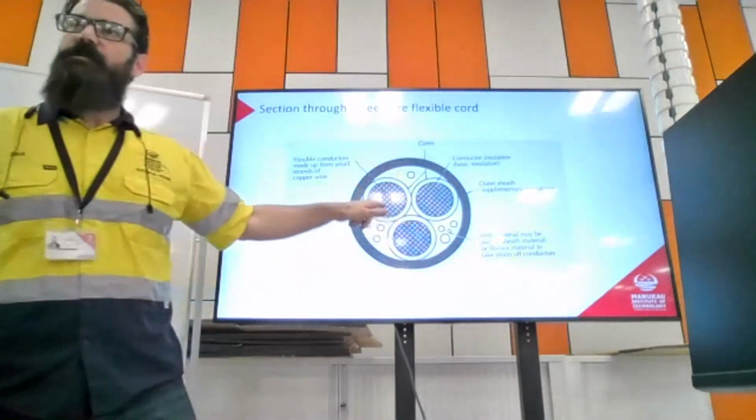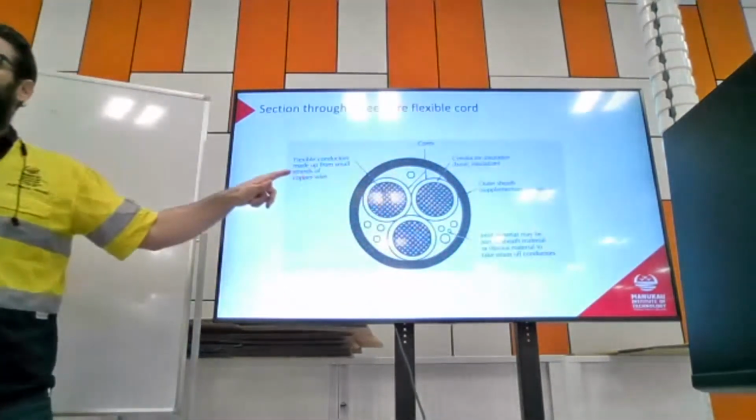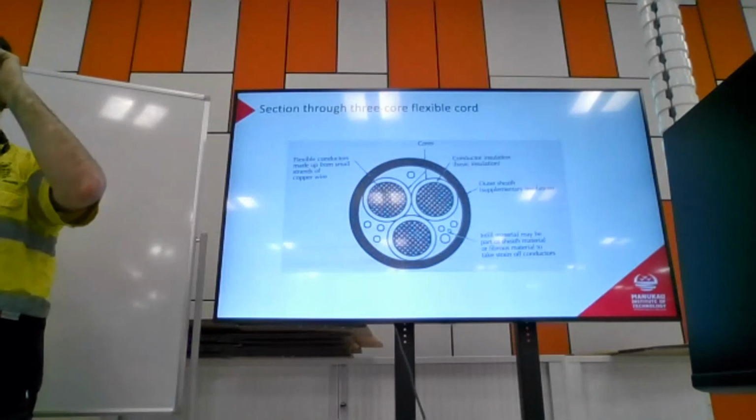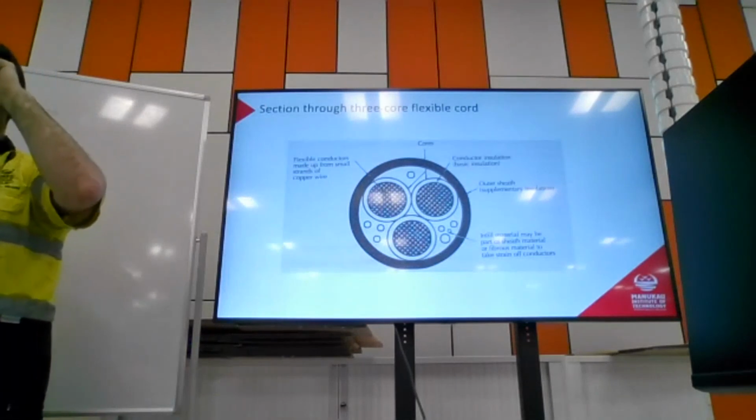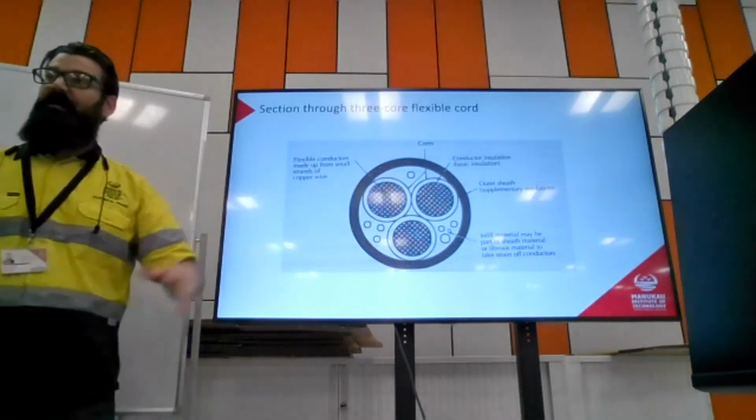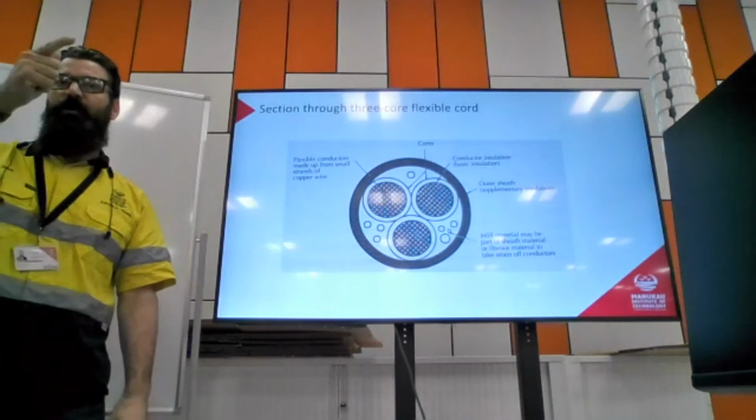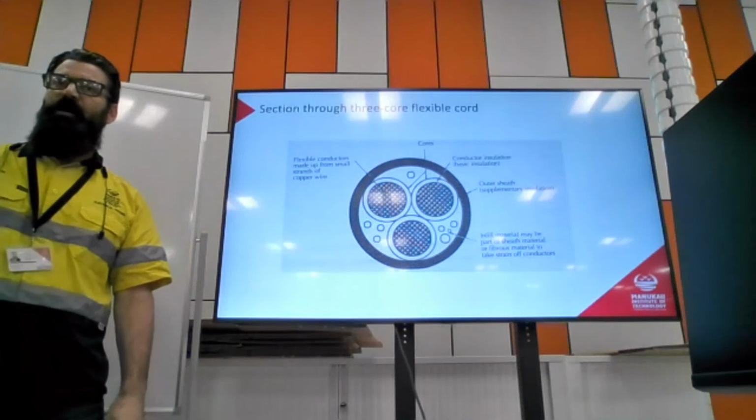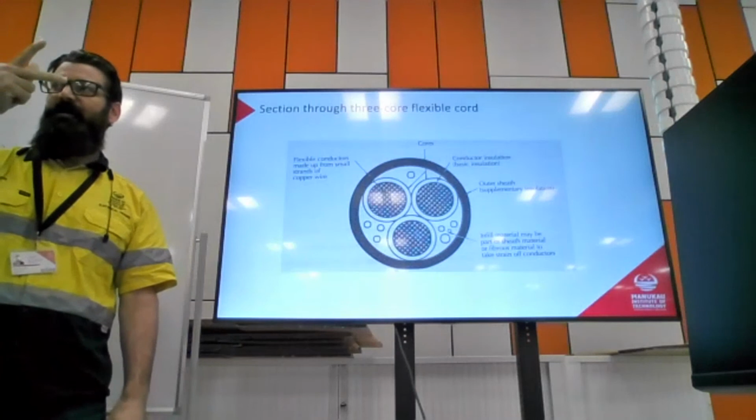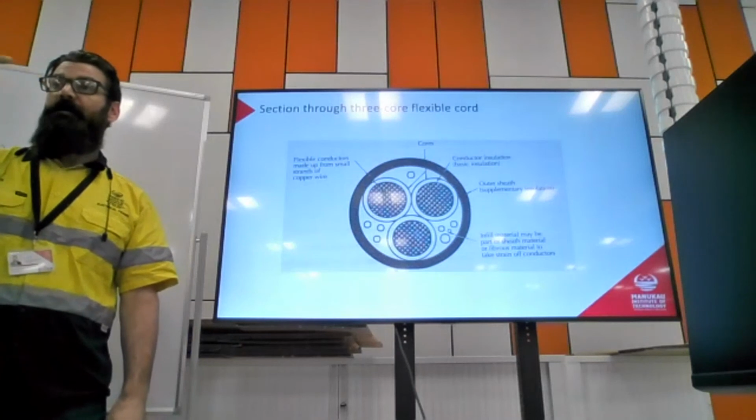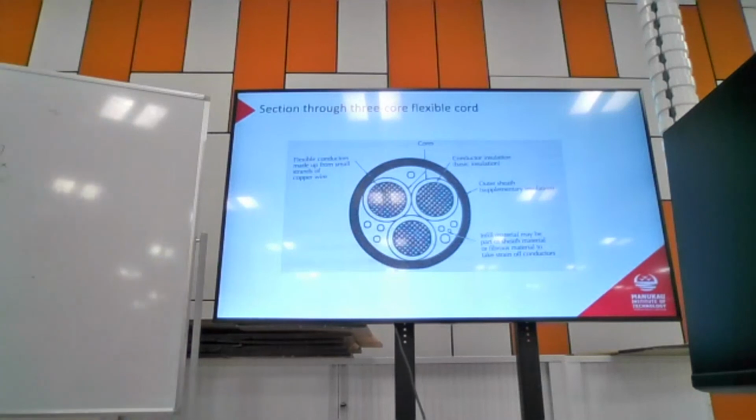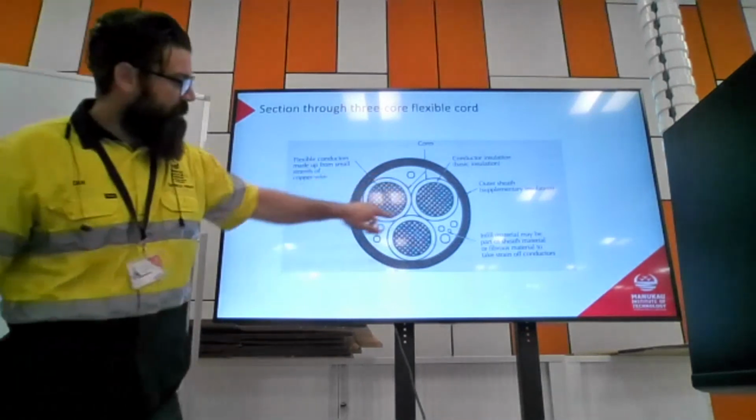What are the colours inside a flexible lead like that? Brown. Who said red? Inside a flexible lead like this, what is our colour? No, blue, brown, no, not black. Blue, brown, and not white. Earth. Green, sort of. Green and yellow. Green and yellow stripe. Yep. So there's our coloured insulation here.